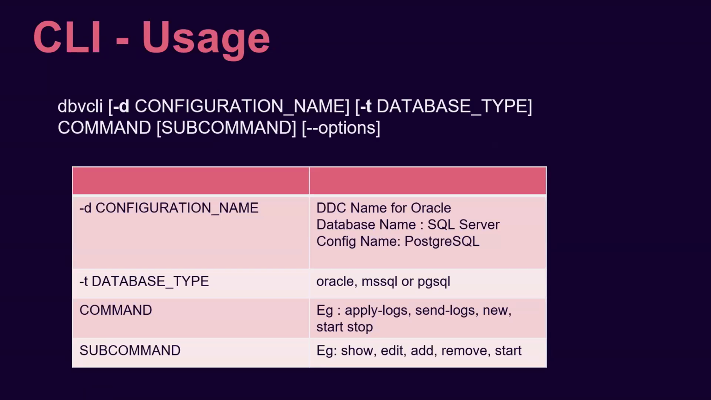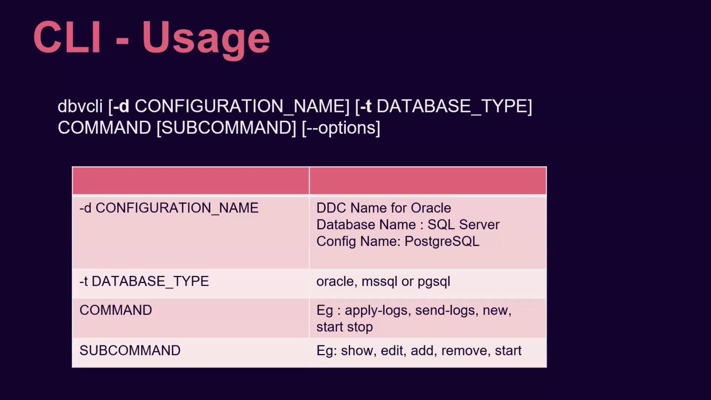If you see here, -d is your configuration name. So for example, for Oracle, you have your DDC file. For your SQL Server, it is your database name. And for your PostgreSQL cluster, it's the configuration name that you give when you create a configuration. And -t is the database type.